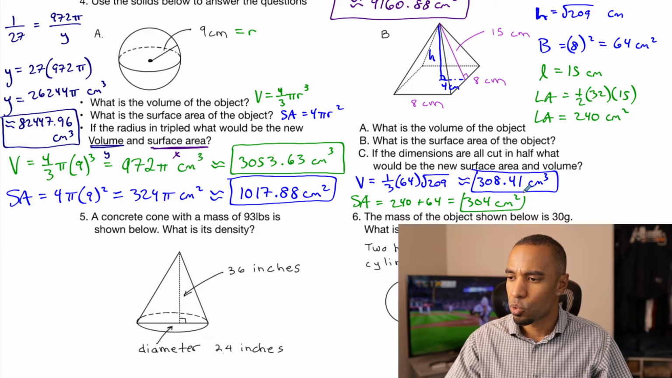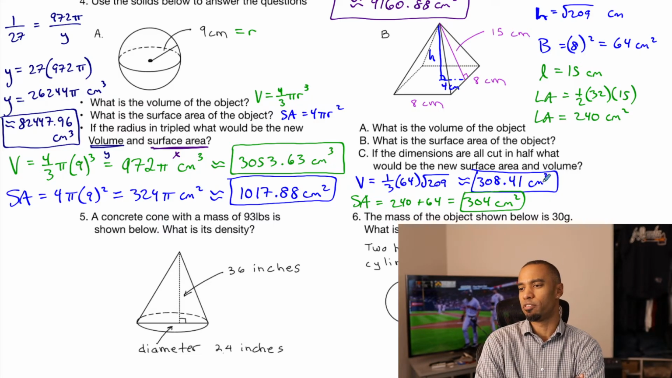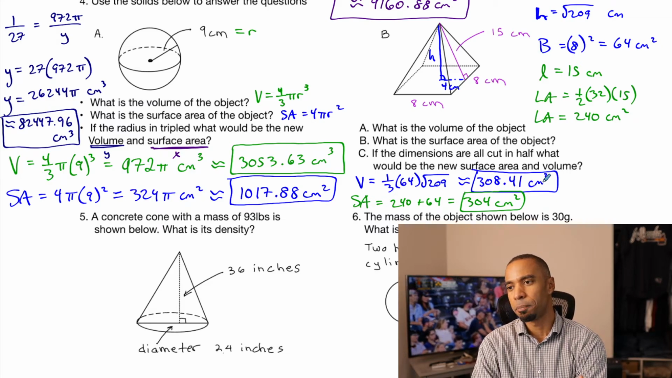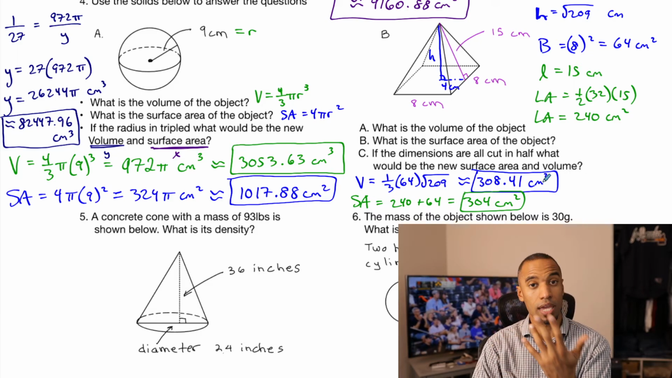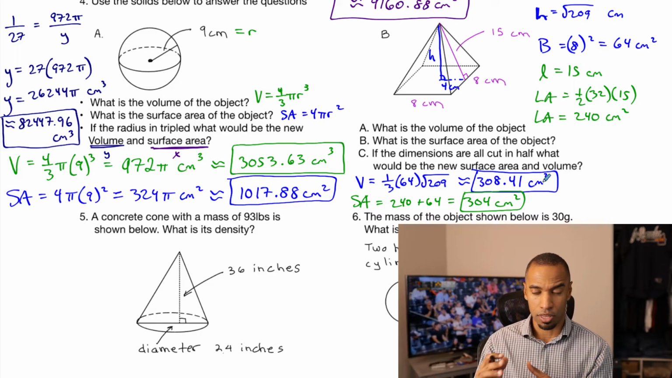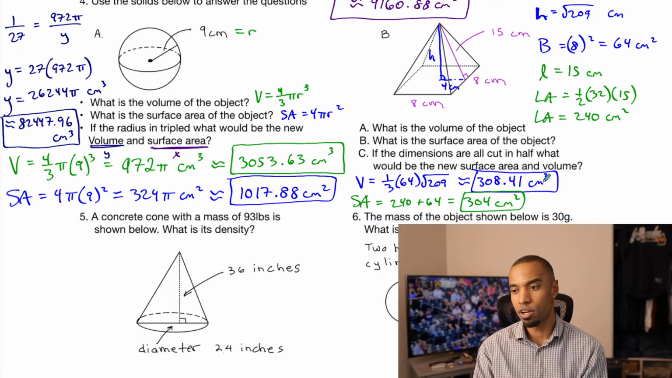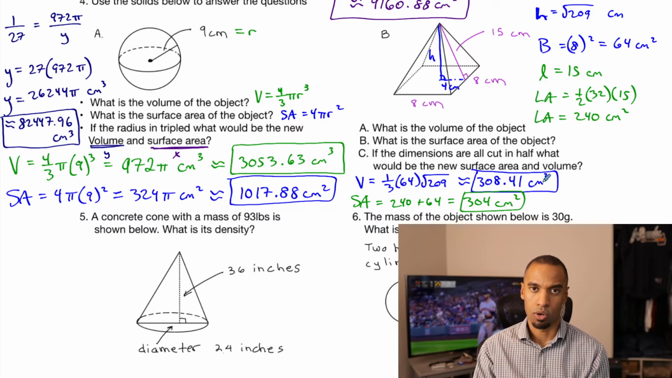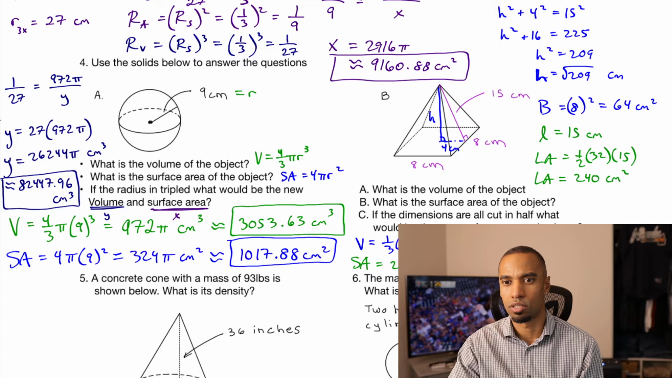Okay, next question here is, if the dimensions are all cut in half, what would be the new surface area and volume? So if the dimensions are cut in half, again, I'm not going to remeasure everything, call that 4 and 4. You can, but then you've got to recalculate everything. You even have to cut 15 in half, make it 7.5, do the Pythagorean theorem again. It's not very fun. This is a problem where using the volume ratio and the area ratio is really of great concern.